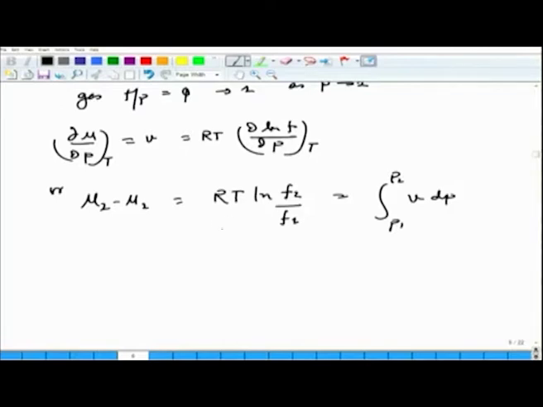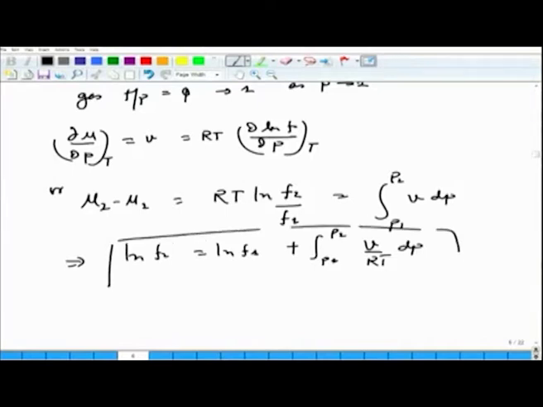So, now I can rewrite this expression. I can also write it like ln f2 is equal to ln f1 plus the integral from P1 to P2 of V by RT dP. Now, this is basically a generic expression, and what we have done is we have not made any assumption here, if you look at it very carefully.